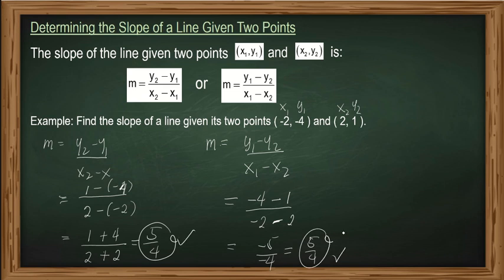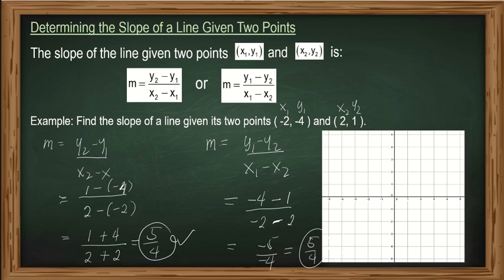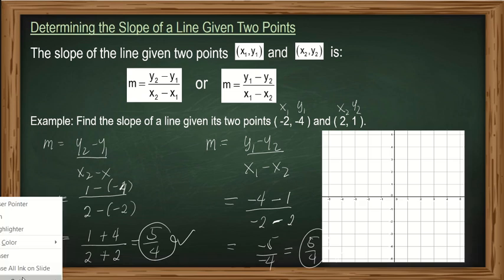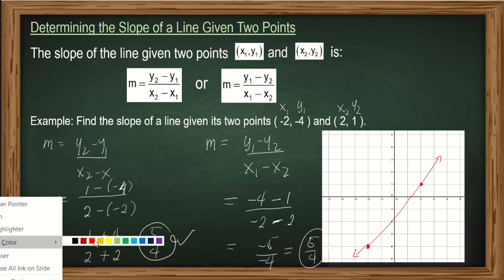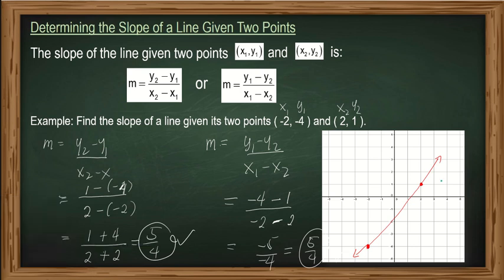Now we can verify it by graphing or plotting the two points in the coordinate plane. Okay, so let's plot the two points. We have negative 2 and negative 4. Okay, this is the first point, and the second point, positive 2 and 1. We connect the two points here. And then we determine the rise and the run. Okay, let's make use of green. Okay, first sketch a right triangle.